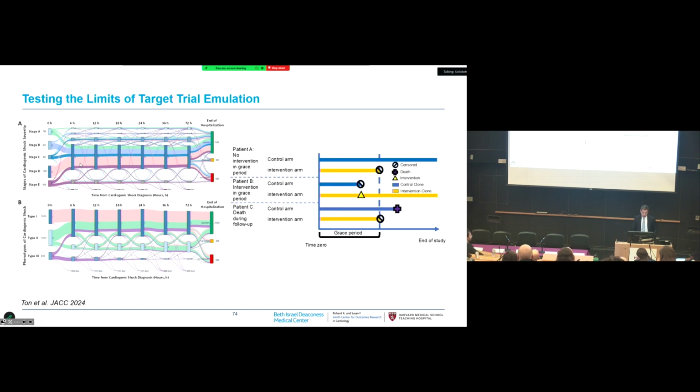So I think I've talked about testing the limits of trial emulation. I think we're going to do that. I already spoke about this. This is an example on the left of an analysis that came out of the Shock Working Group registry. What it shows, and the most impressive thing about it, is how patients progress within the first 72 hours of their presentation.